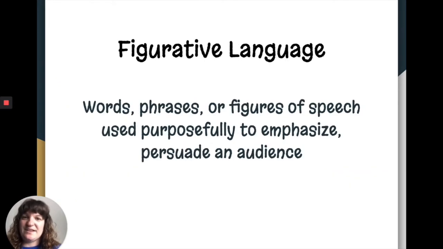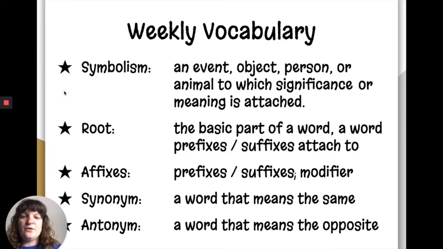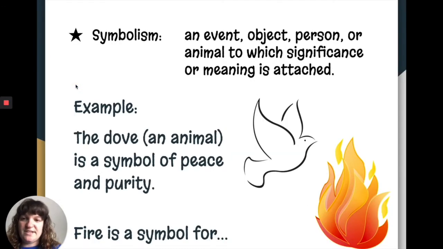Please remember that our definition for figurative language is words, phrases, or figures of speech used purposefully to emphasize or persuade an audience. The weekly vocabulary we covered were symbolism, root, affixes, synonyms, and antonyms. We understand that symbolism means an event, object, person, or animal to which significance or meaning is attached.